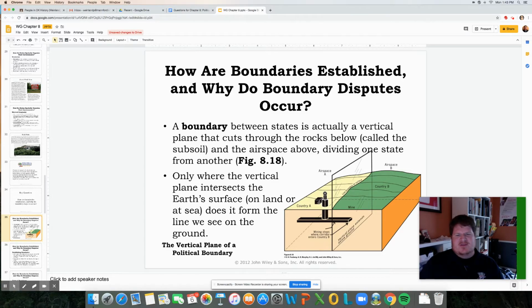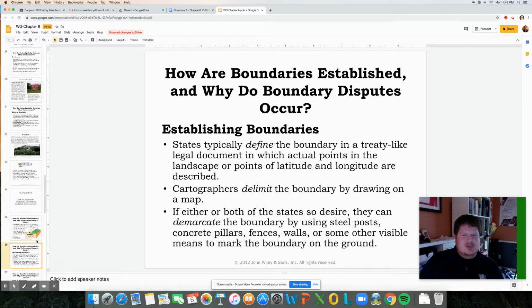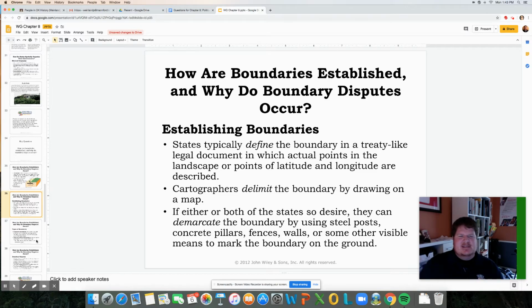So you have this farmer here with a well or some sort of mining. He can only go so far in his land. He cannot go into somebody else's land. There's a boundary here that will tell him how far he can dig underneath and where. Establishing boundaries, it just kind of depends on how we define it. Sometimes it's by a treaty, sometimes it's by the landscape, sometimes it's by latitude, longitude. So we have to do this in different ways. This is why we have cartographers or mappers who come out and map out these lines.